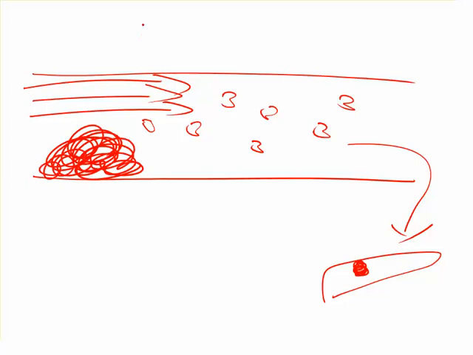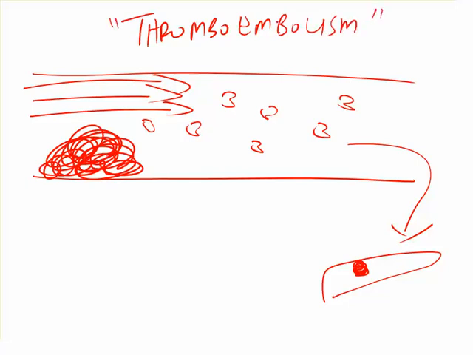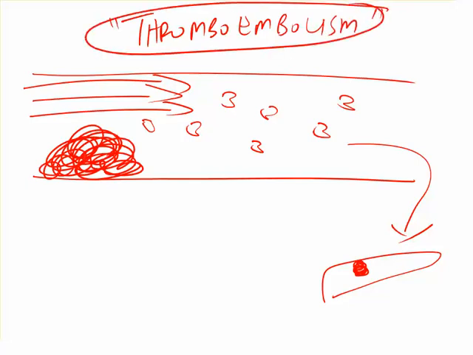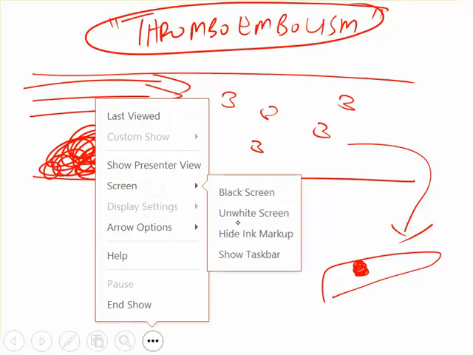So this is called thromboembolism. And we have two types of thromboembolism: pulmonary thromboembolism and systemic thromboembolism. And you all know this. Actually, I will explain it in 2 minutes.